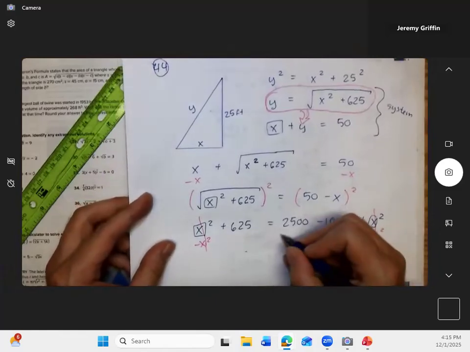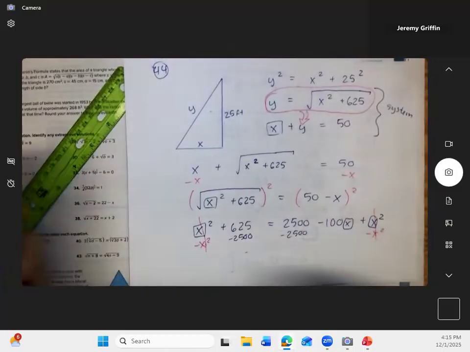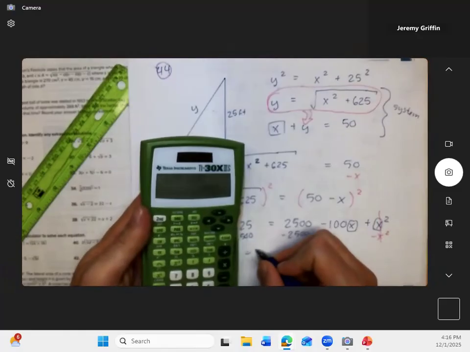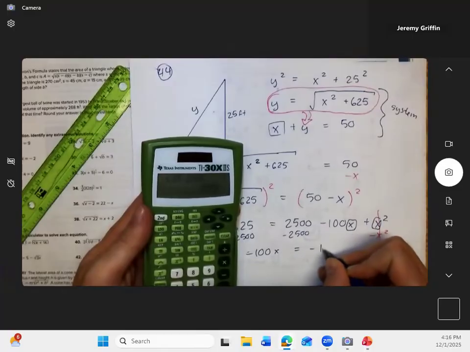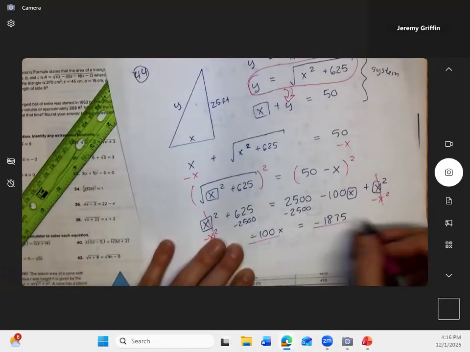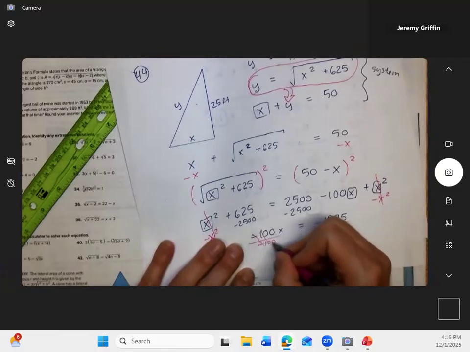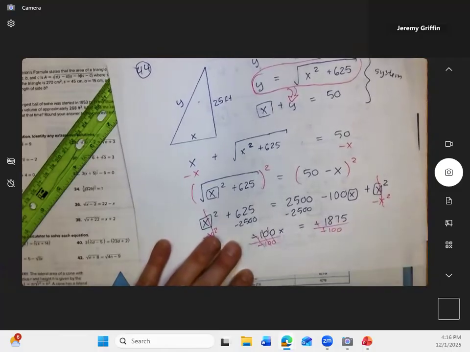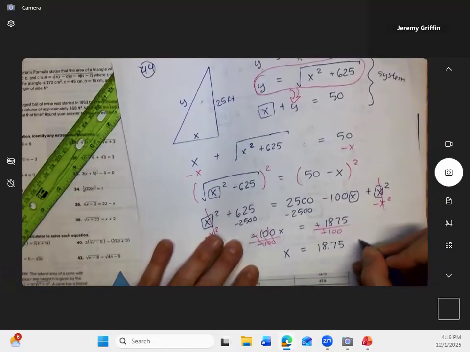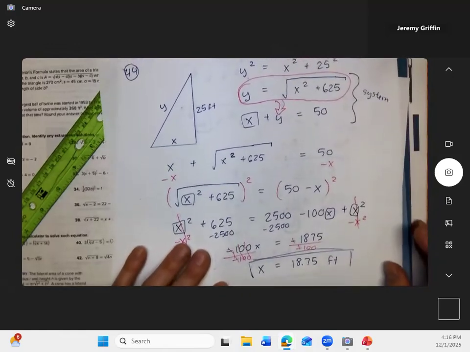So I can subtract over 2500. That's 2500 right there. So what is 625 minus 2500? I got negative 100x equals negative 1875. Then divide both sides by negative 100. The negatives cancel. And then I think x would be 18.75. And then the unit was always feet, so I'll just restore that. That should be the answer, right?